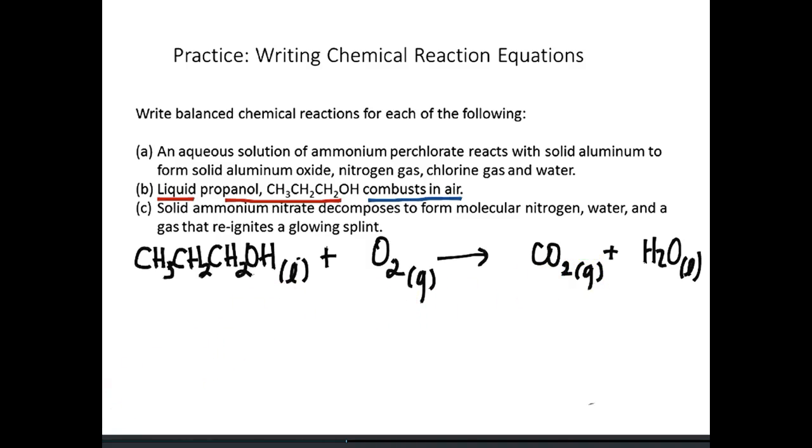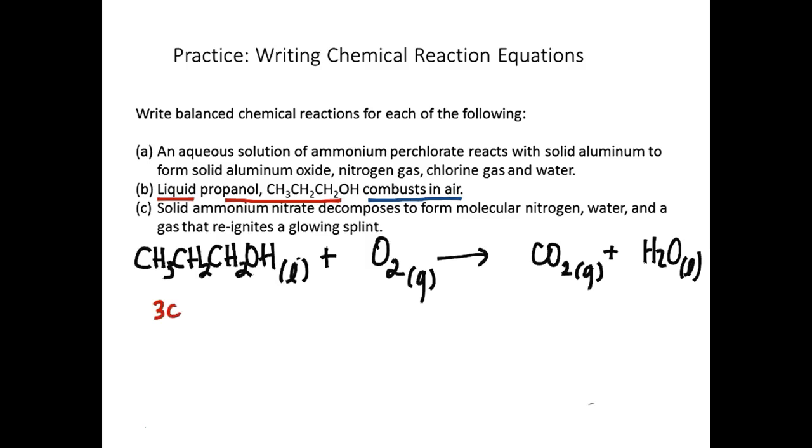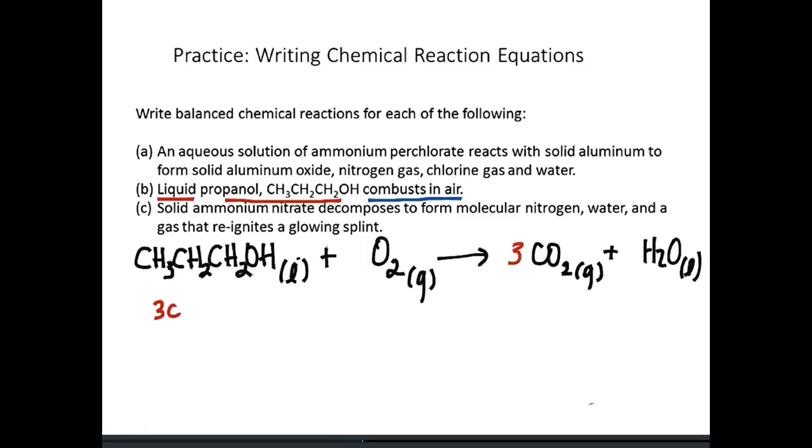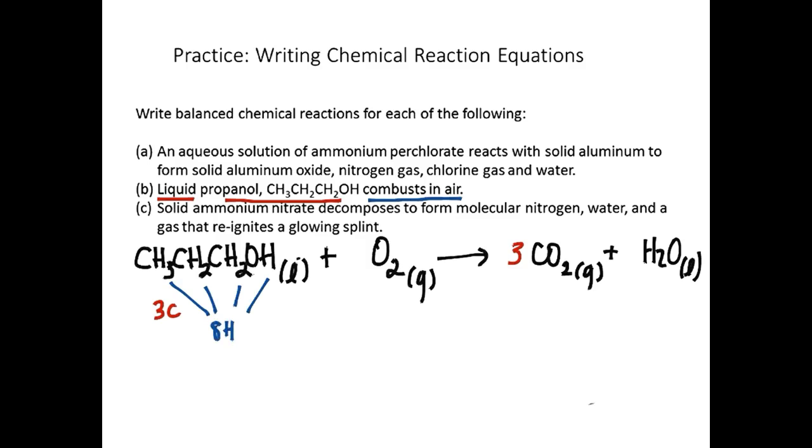Now the last thing we need to do is we need to balance it. So if we count up the number of carbons on the left-hand side, we have 3. And then on the right-hand side, we just have carbon dioxide. So we need a 3 coefficient in front of the CO2. Then if we count up the number of hydrogens, we have 3, 4, 5, 6, 7, 8 hydrogens, which means I need a 4 in front of the water.